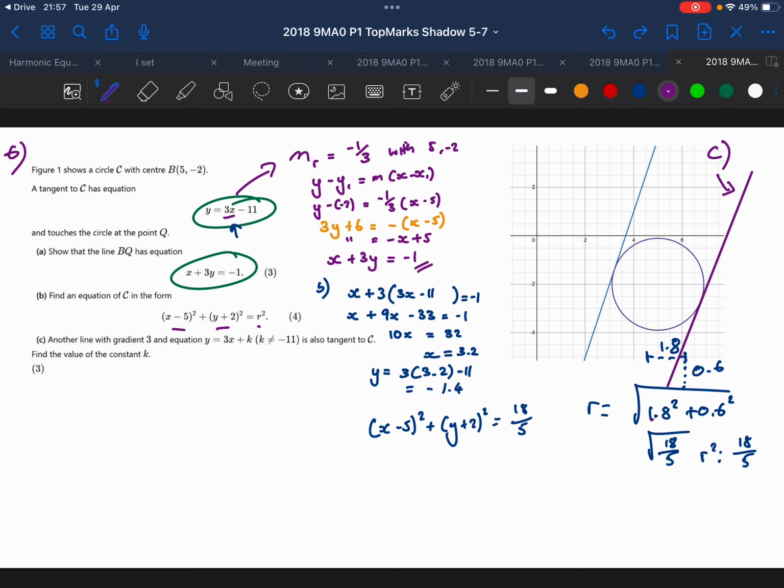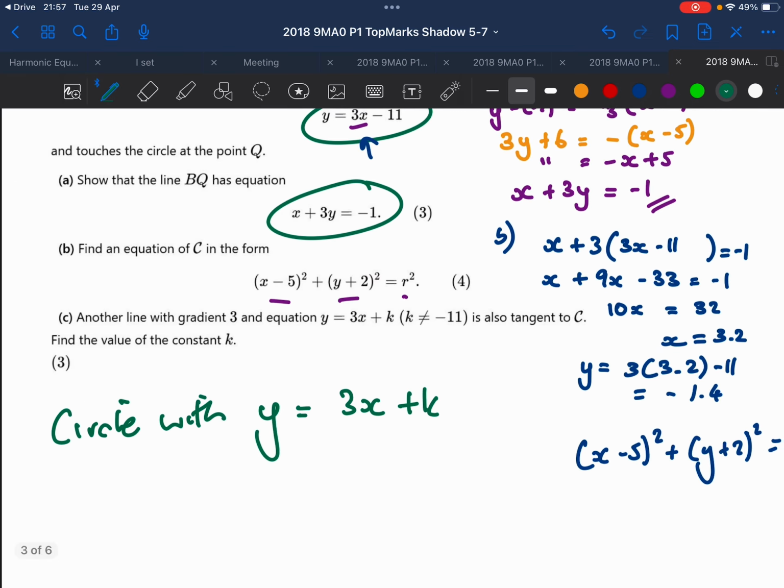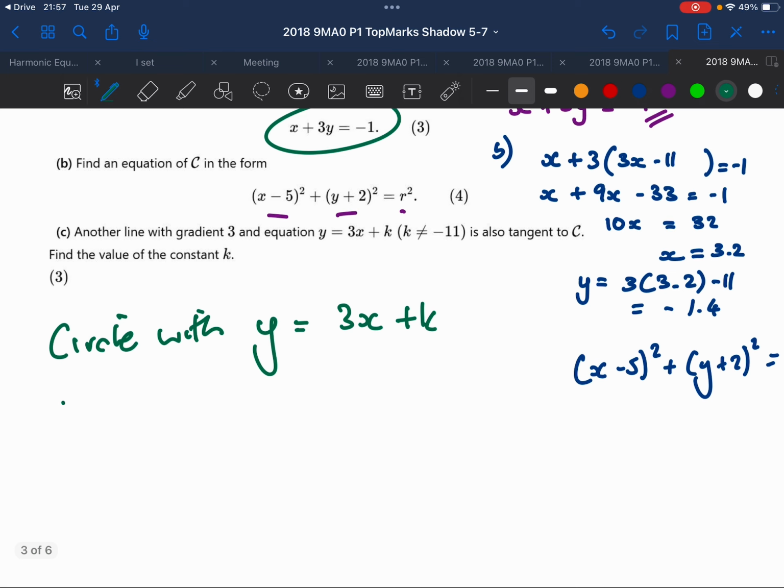Now, there's all kinds of ways that you can solve this one. Let's try a discriminant approach. The discriminant says that when you have tangents, you should have a discriminant of 0. So what we're going to do first is use the circle with y = 3x + k. So I'm going to start expanding this out.